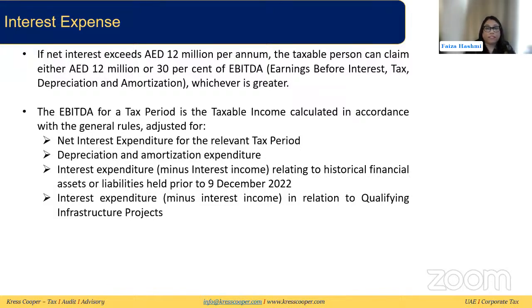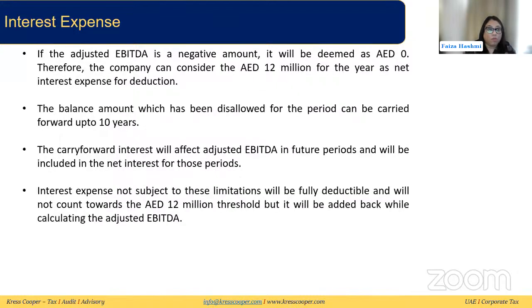We take the taxable income, which we will calculate in accordance with the corporate tax rules. We will adjust it for the net interest expense for the relevant tax period. We will add back the depreciation and the amortization expenditure for the tax period. Then any net interest expense relating to historical financial assets or liabilities held prior to 9 December 2022 will need to be added back. Any net interest expense in relation to qualifying infrastructure projects also needs to be added back, and then on that amount, the 30% has to be calculated. That has to be compared with 12 million, whichever is greater, and that would be the threshold of how much interest expense can be allowable for the company.